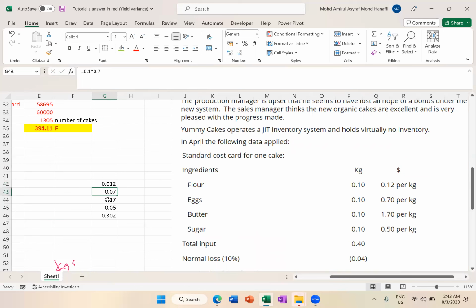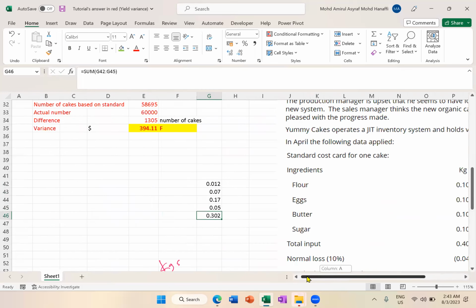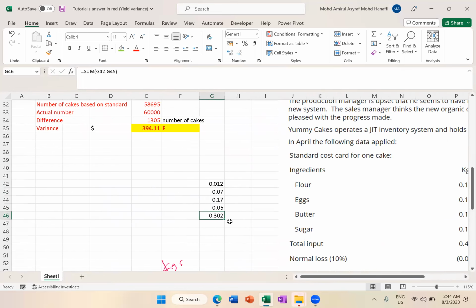The same goes up to the fourth one. I hope you understand how much kg per cake, for each of the 4 materials, multiplied by dollar per kg, and then I sum them up. Okay? This is the standard cost per cake. For one cake, this is the standard cost.